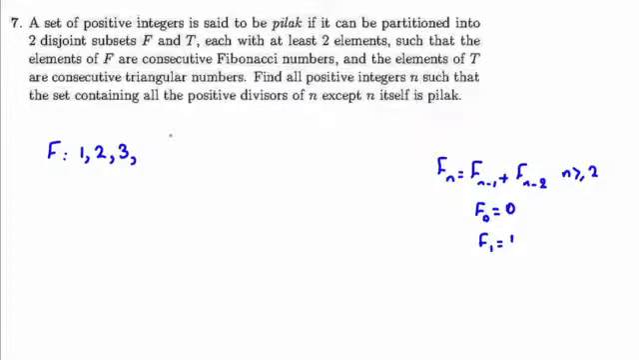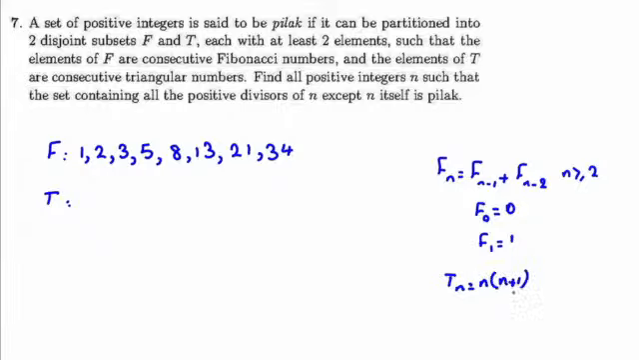Now let me tell you something. Here we can start from 1, because 1, 2, 3, 3 plus 2, 5, 5 plus 3, 8, 8 plus 5, 13, 13 plus 8, 21, 34, and so on. Let's write triangular numbers here. Tn is n times n plus 1 over 2, okay?